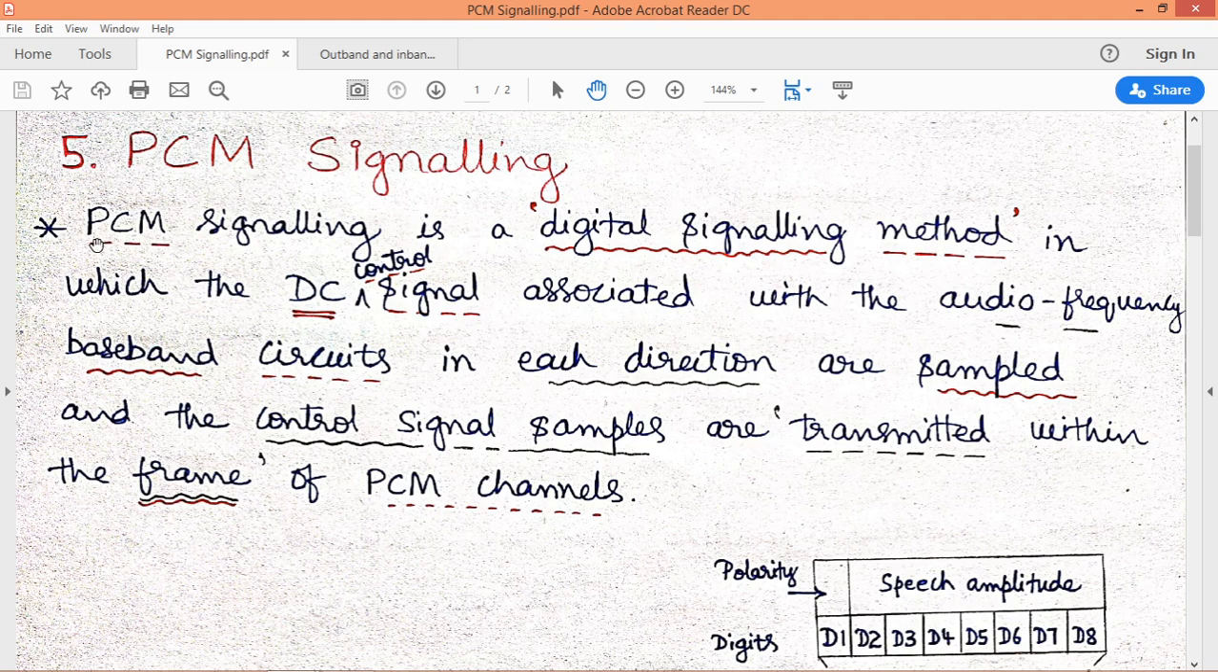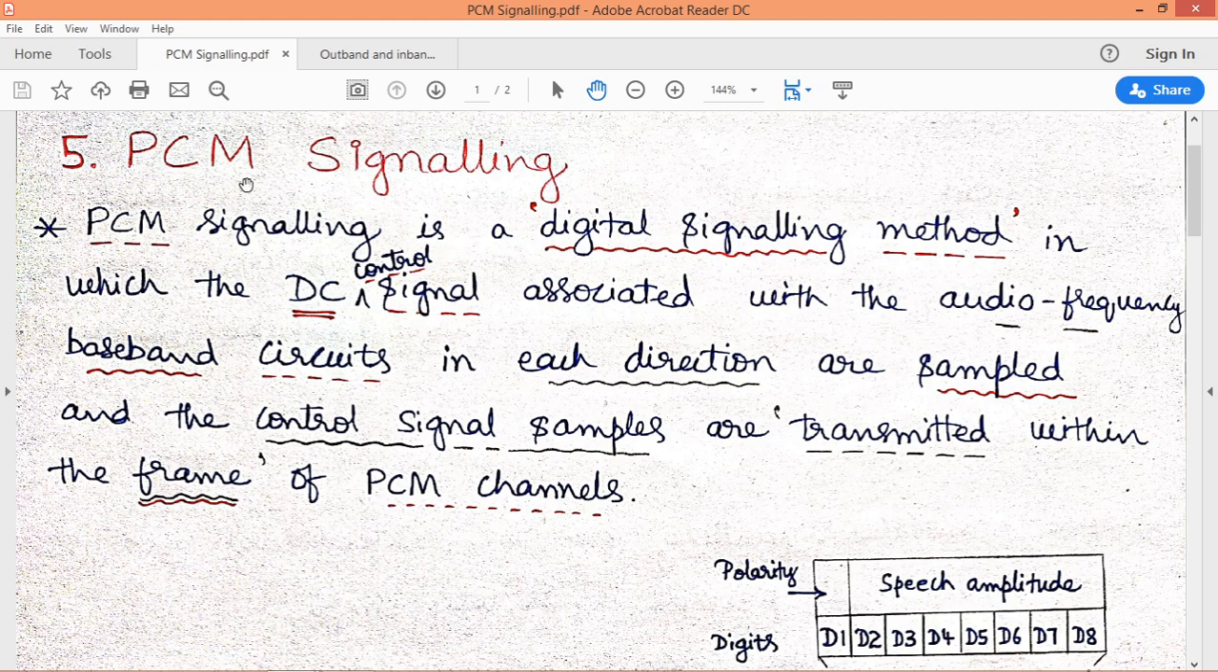That's why we say pulse code modulation signaling is a digital signaling method in which we make use of a DC control signal, which is sampled and then transmitted. These DC control signals are associated with the proper operation of the audio frequency baseband circuits, in each direction, either in this direction or in the opposite direction. The speech circuit or baseband circuit should operate in a proper way, and that is taken care of with the help of control signals or signaling signals.